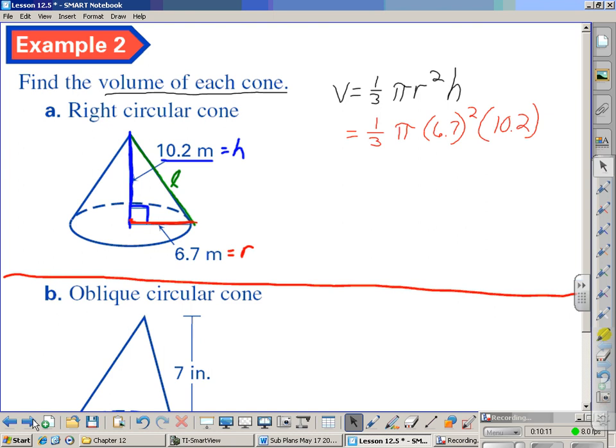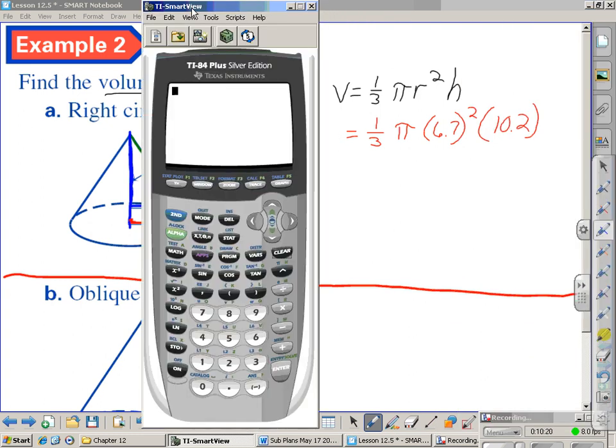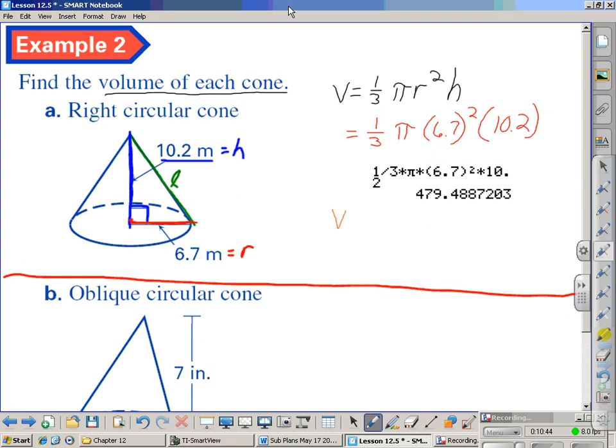So now what I'm going to do is, I think actually we can just type this all in our calculator. So I'll clear it out. I'll show you how to type it in your calculator. If you have this calculator or any calculator that types as you go, you can go 1 divided by 3, then multiply by pi times the radius, which is 6.7 squared, times 10.2. This text wraps a little bit. That's okay. We'll come over here, drag it over, and that's what we did on the calculator. And so the volume is approximately 479.49, and the units was meters, so it's going to be volume, so it's cubic meters.